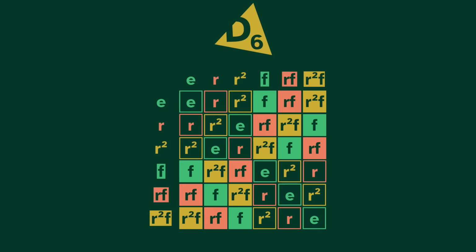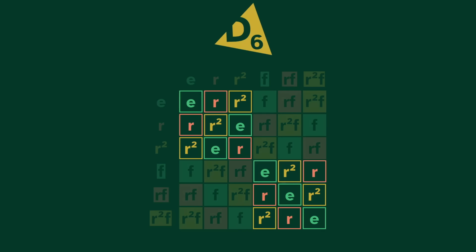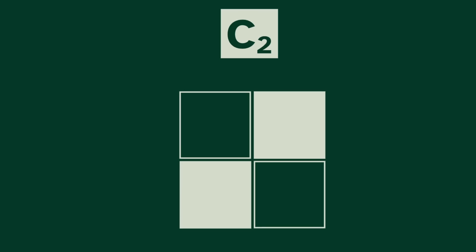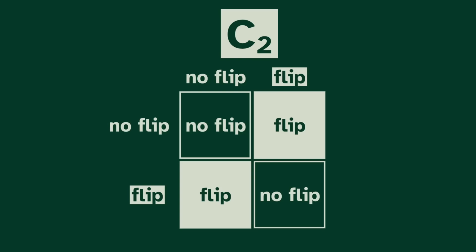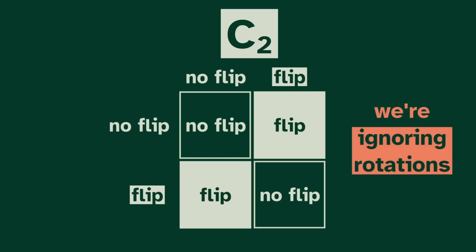Yeah, okay. Anyway, looking at the table of D6, we see these colorful regions where the triangle is flipped, and dark regions where it's not flipped. And these regions form their own table, which is the group C2, using flip and no flip. In this group, we only care about the flippiness of the triangle. We're ignoring the rotations. And that's the essence, ignoring rotations.